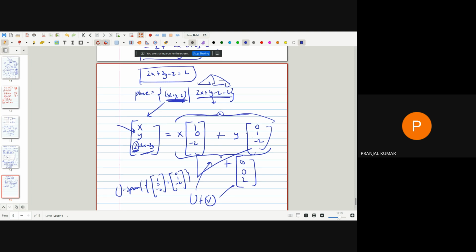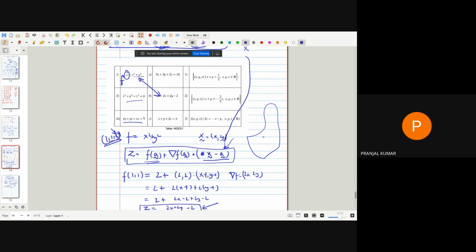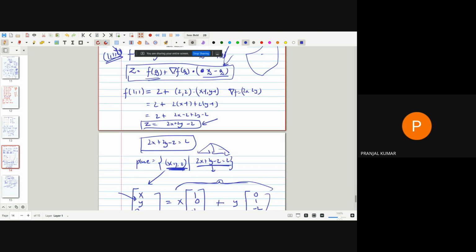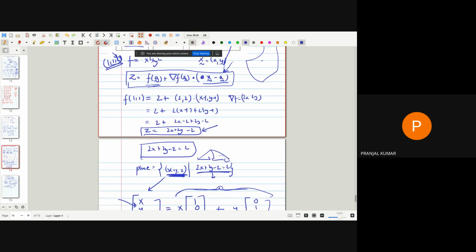Did I write the same thing? Yes, sir, that's correct: (1, 0, minus 2), (0, 1, minus 2). So this is your span. One more thing: we need not do all this. What you can do is just ignore this constant.